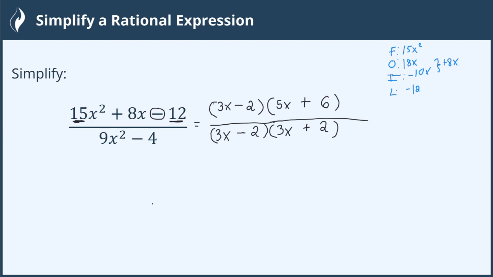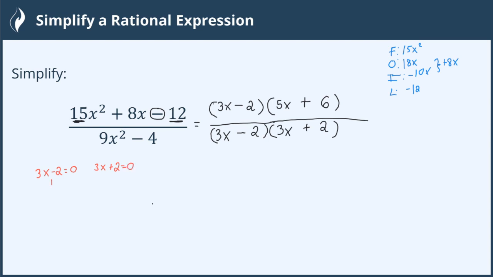I'm all set to cancel, but before I do that, I'm going to remember I need to find the excluded values, or what values I can't have in the denominator. I'm going to do this before I cancel because you do want both of them, and it's tempting if you cancel first to forget about the second one. To find excluded values, I am going to set both factors in the denominator equal to 0, as we cannot divide by 0. And solve each one individually.